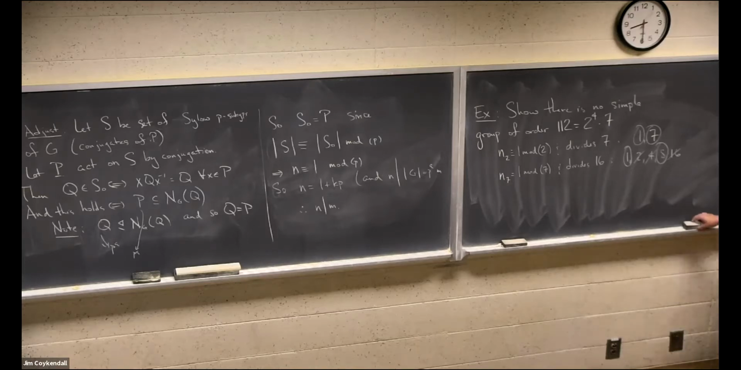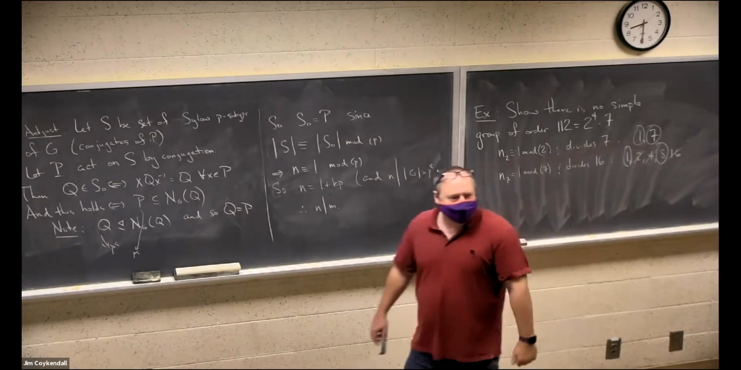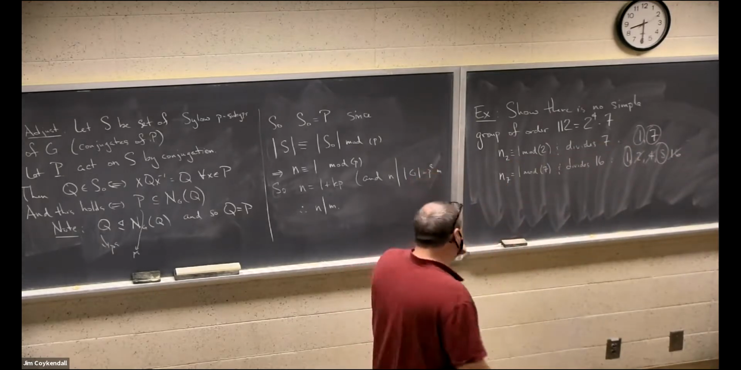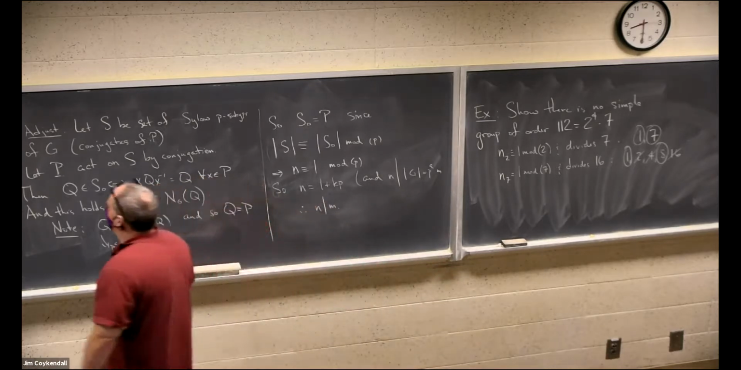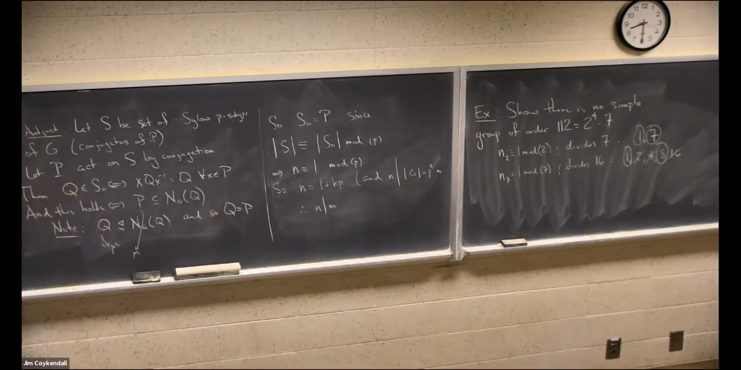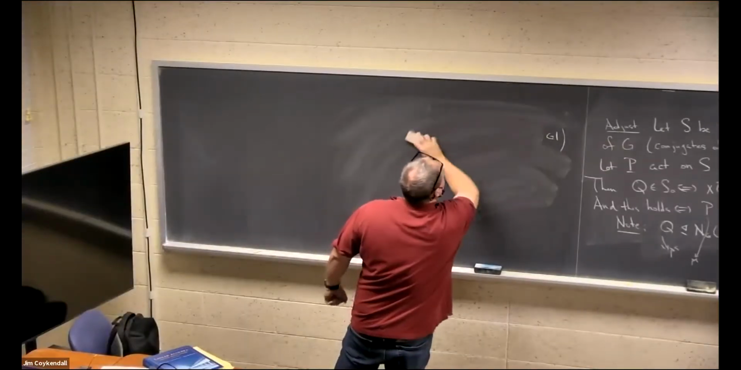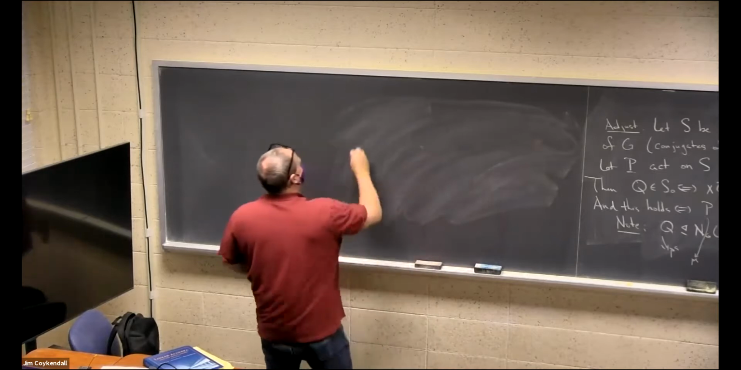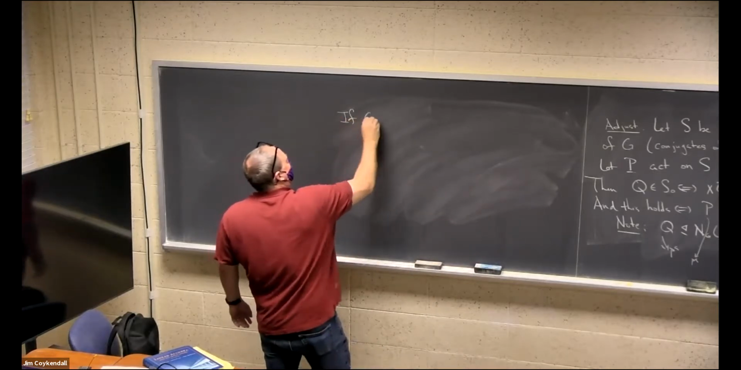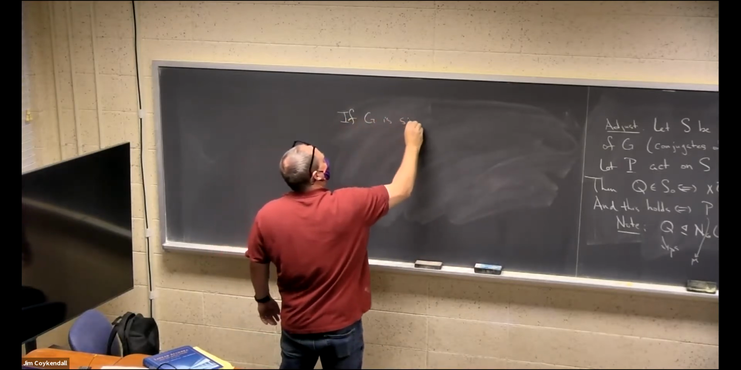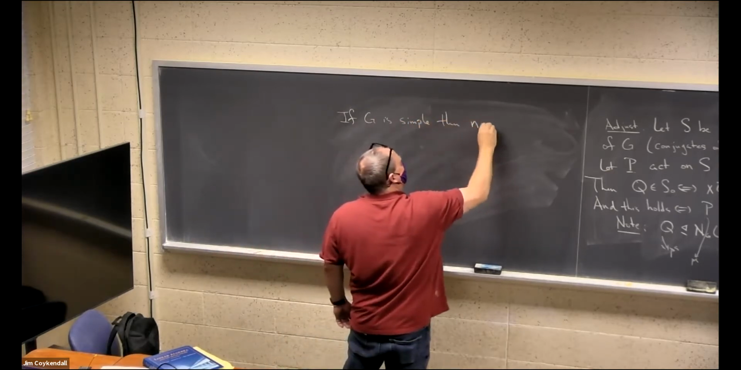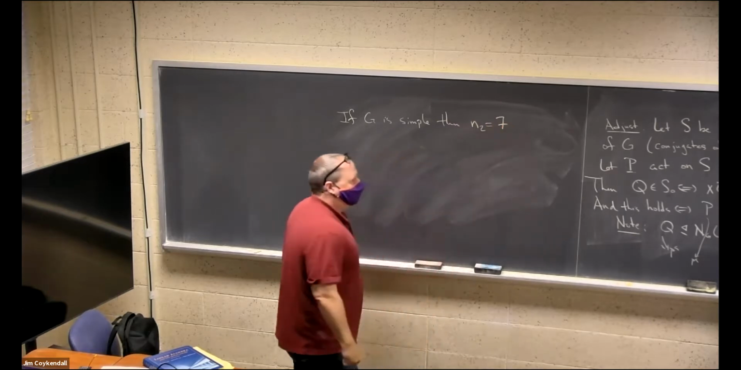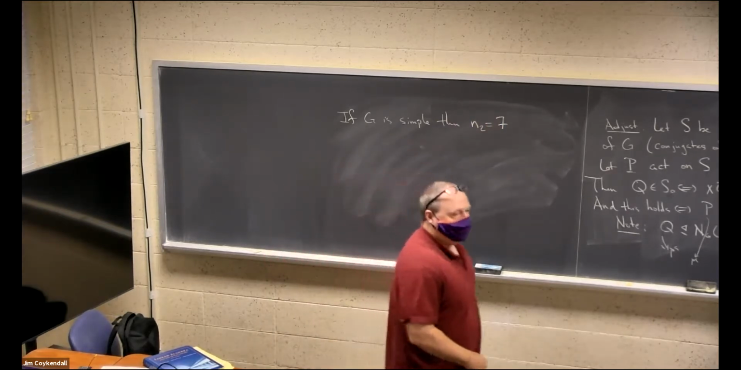Okay, so where do we go from here? Well, I am going to focus on the Sylow 2 subgroup. And the reason is 7 is smaller than 8. It's going to be easier for me to work with. So let me make the observation that if G is simple, then N2 is equal to 7. Correct.